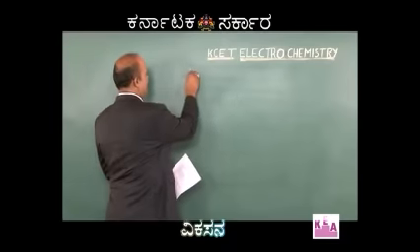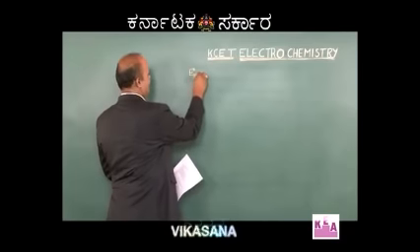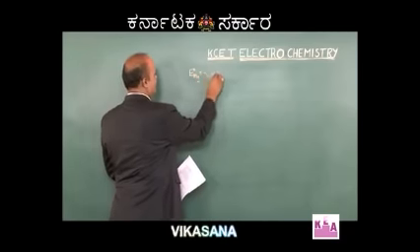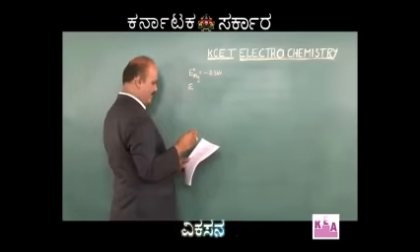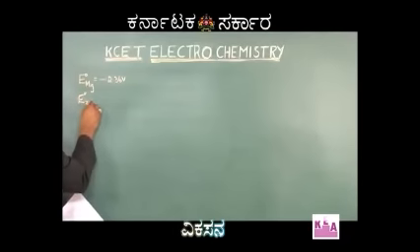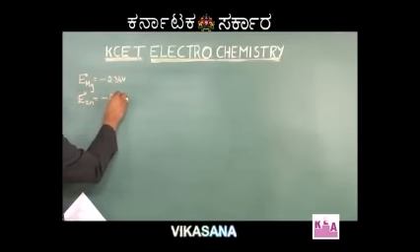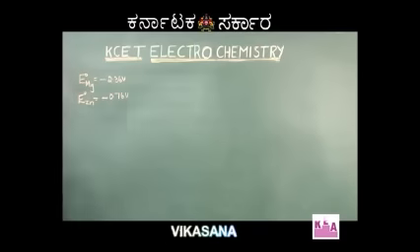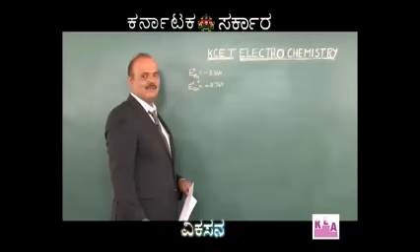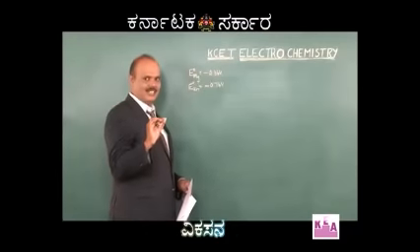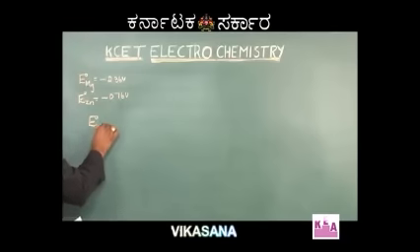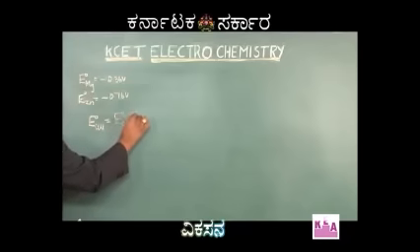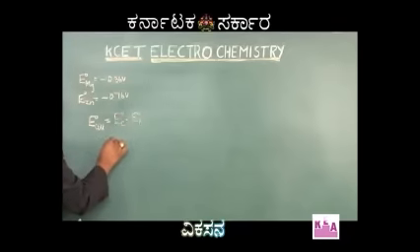In this problem, I have given the standard reduction potential of magnesium. E naught of magnesium is given as minus 2.36 volts. The standard reduction potential of zinc is given as minus 0.76 volts. What is the standard cell potential? That means the EMF of the cell. The EMF of the cell can be calculated by E naught of cell is equal to E naught of cathode minus E naught of anode. This is generally how we write it.